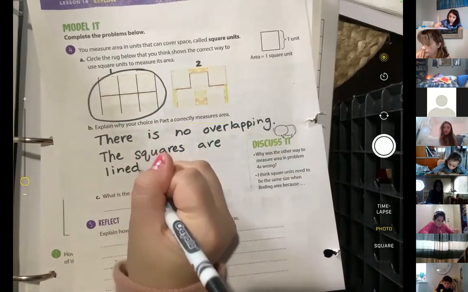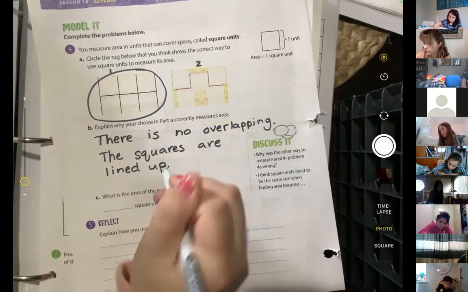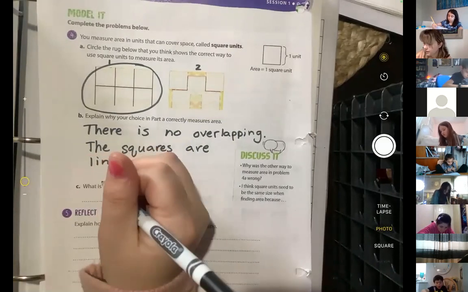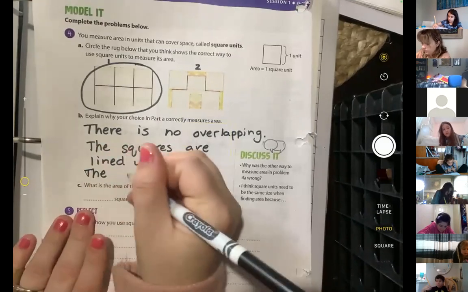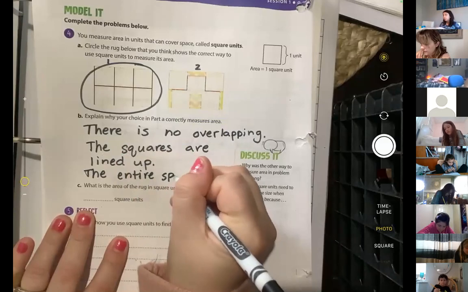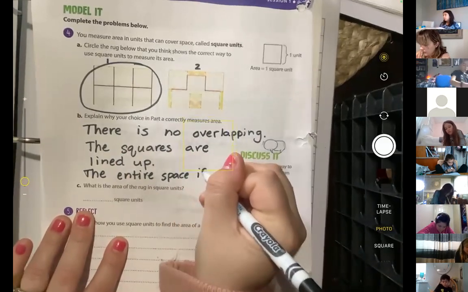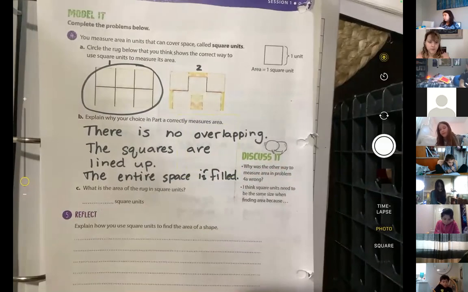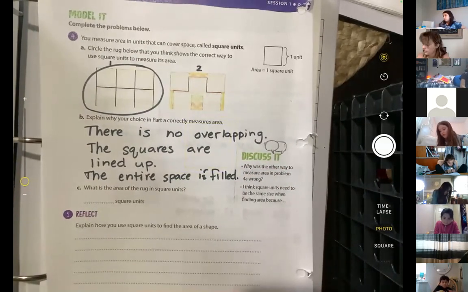Okay. So I'll just say the squares are lined up, so they're not overlapping. The squares are lined up. Okay. And one more thing. The entire space is filled. That's also important. Oh, this is the next page.